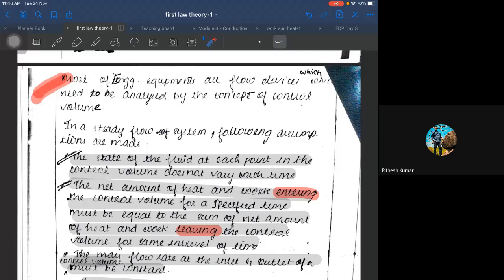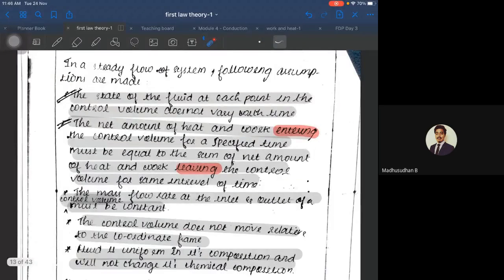Most of engineering equipment covers flow devices which need to be analyzed by the concept of control volume, that is what I have just said. So in order to analyze, certain assumptions are made, Ritesh. So what are those assumptions? Just read out and say.